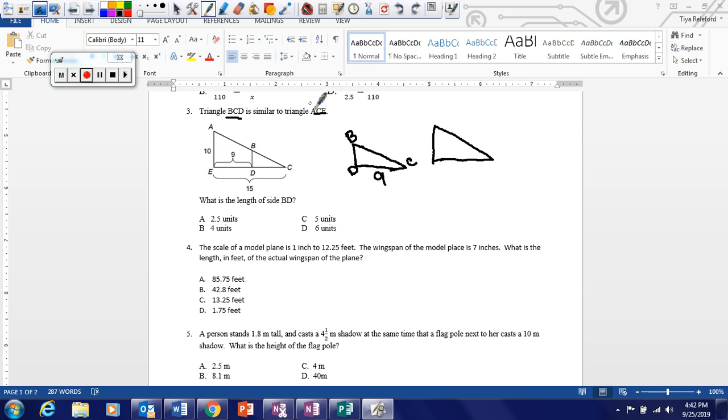Then we're going to label the other one ACE. So we start with A, C, E, and transfer the numbers. So we know that from A to E is 10, and from E to C it's not 9. The whole thing is 15. Once you have your own drawings, you need to color code your very own drawings.